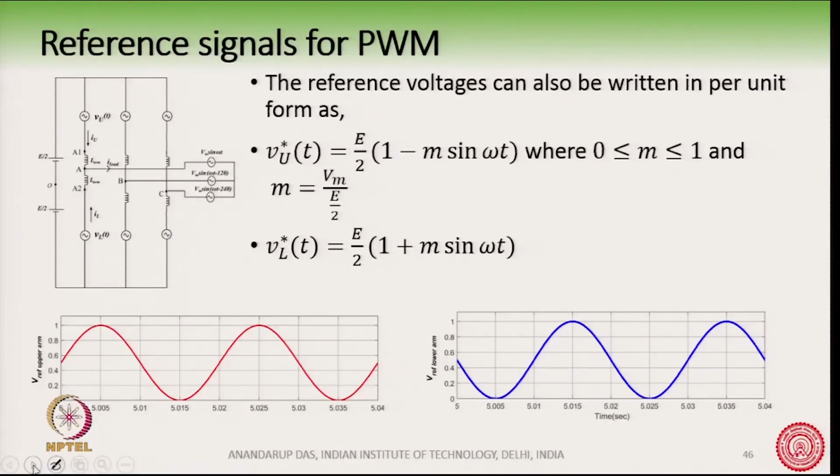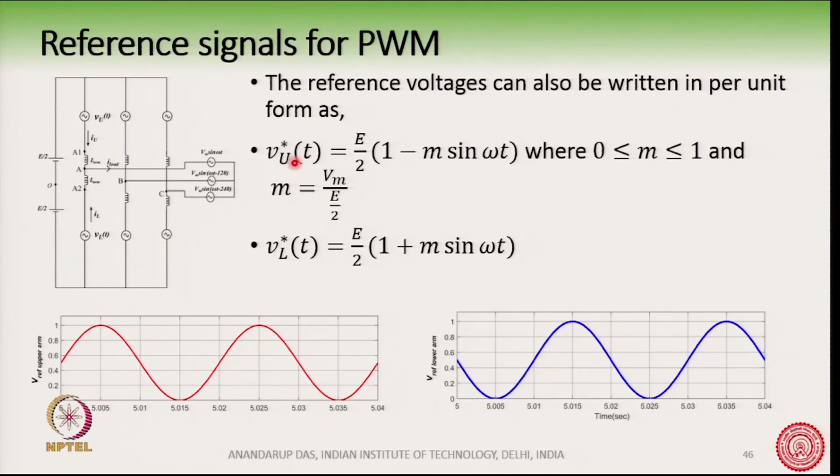The reference voltages can also be written in a normalized or per unit form. You can see here this VU star, I have written it in a normalized form, by taking E by 2 as a common factor, where M is defined as the modulation index. M can vary between 0 and 1, and M is defined as the peak of the Vm divided by E by 2.